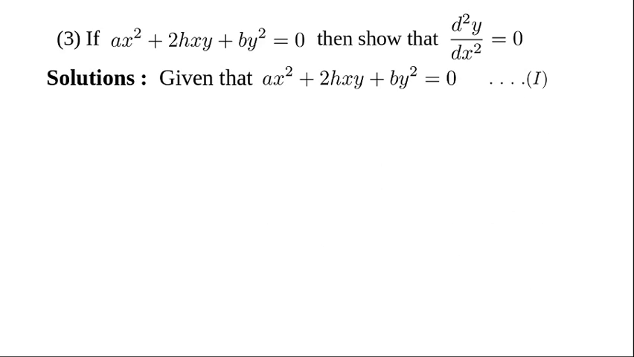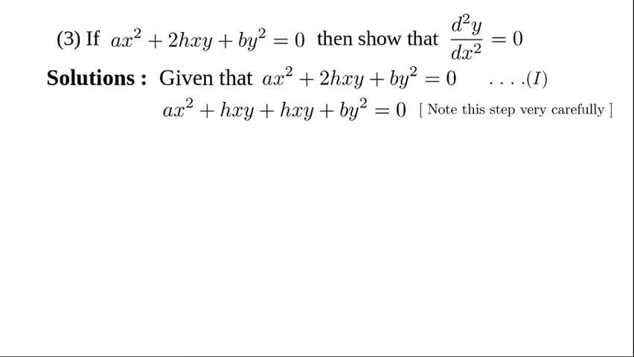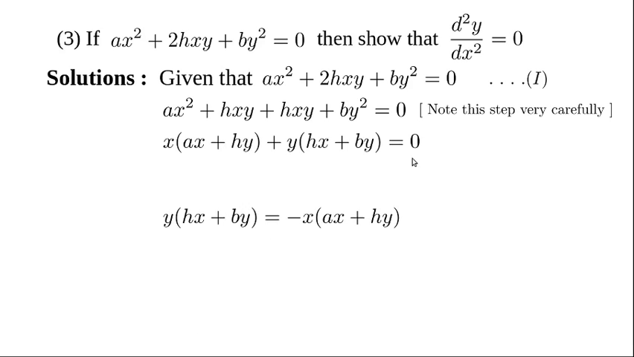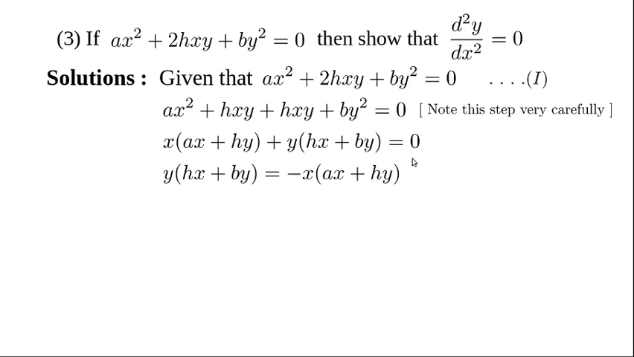Given that ax square plus 2hxy plus by square equal to 0. And now what we do is, note this step also very carefully. This 2hxy is written as hxy plus hxy. From the first two terms we take x out, and the remaining two terms we take y out. And now we shift the first term to the right hand side. So y times (hx plus by) equal to minus x times (ax plus hy).